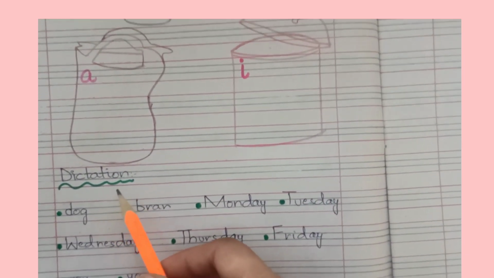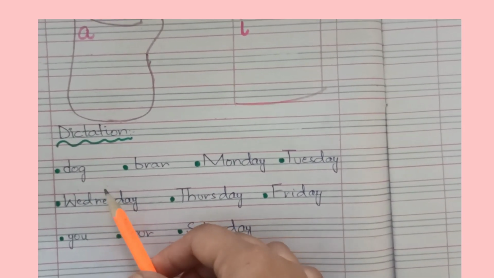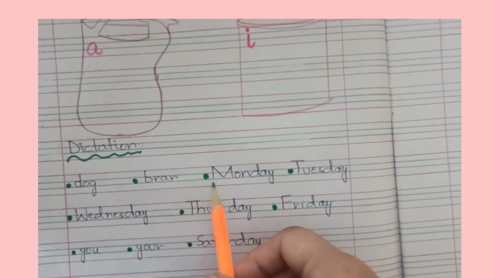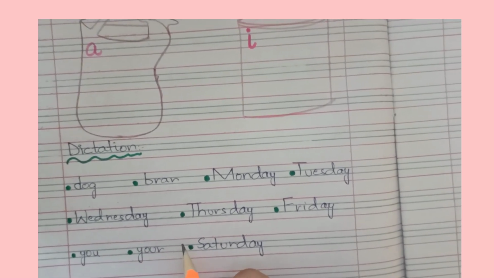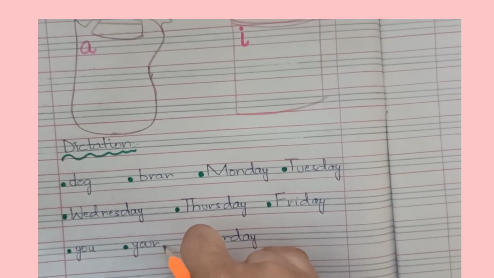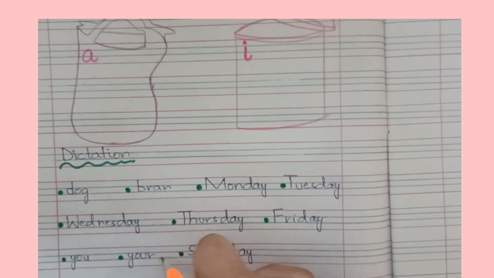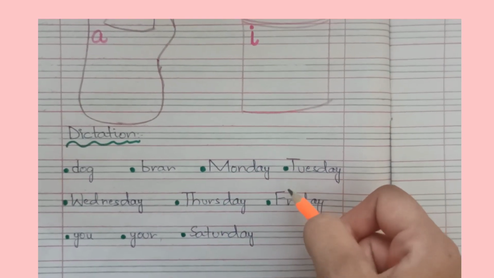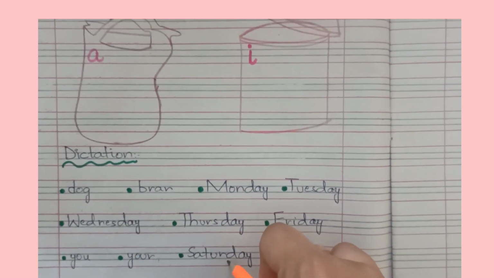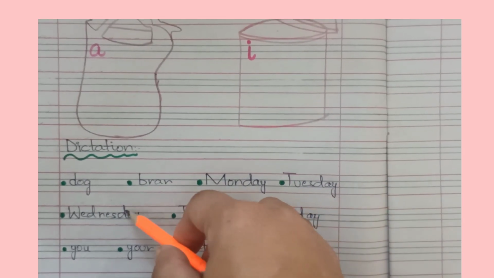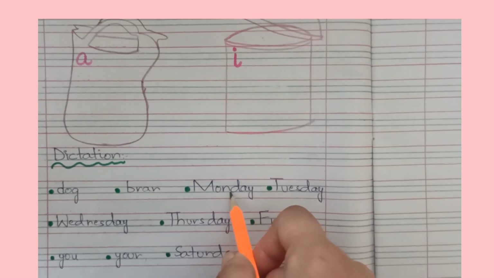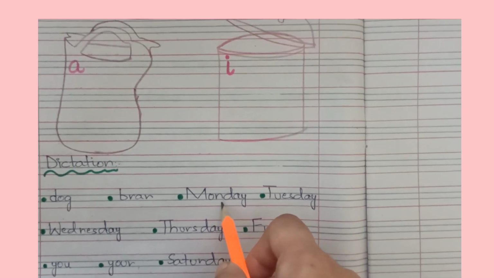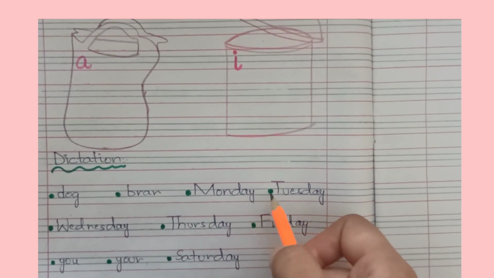etc. Now here's a list of dictation words: dog, brand, Monday, Tuesday, Wednesday, Thursday, Friday, Saturday. You and your are the tricky words. If you don't know how to teach these words or the spellings of these words, you can go on my YouTube channel and watch the video about the spellings of the days of the week.